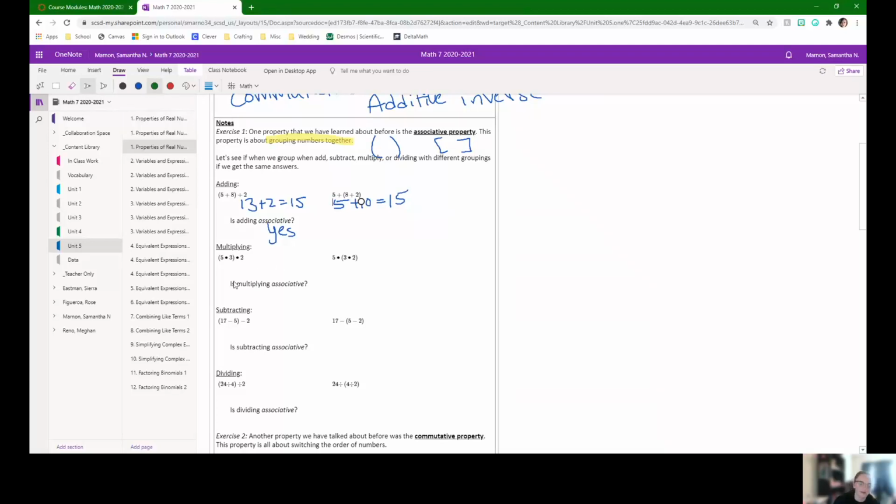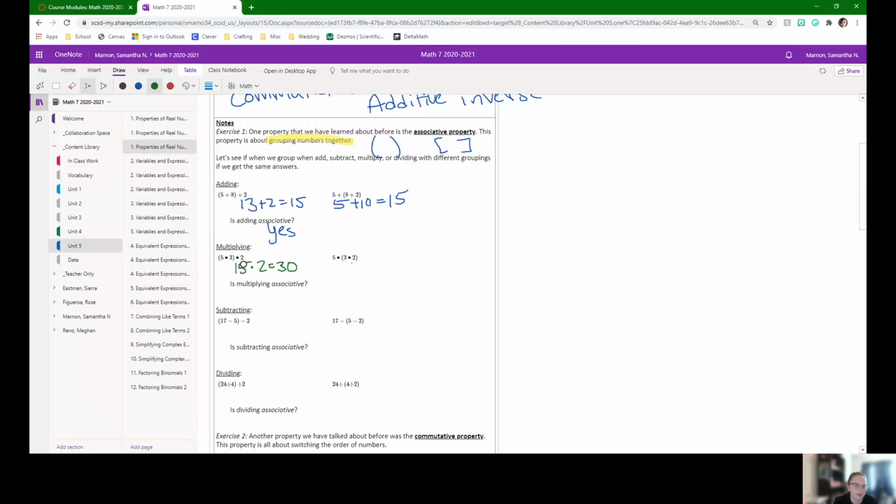Here we have multiplying, so it's going to be the same thing. It's 5 times 3 times 2. So try it doing the 5 times 3 first, and then try it doing the 3 times 2 first. So pause the video and try this now. Okay, so 5 times 3 is 15. Times 2, I got 30.